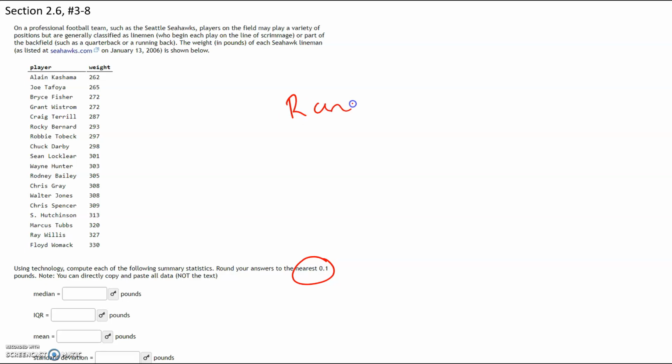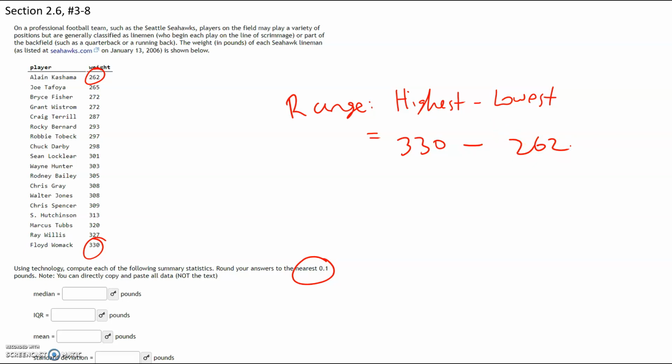The range we also have to do by hand. The range is just the highest observation minus the lowest observation. The highest value minus the lowest value. From here, I can see that my highest value is 330, and my lowest value is 262. So in order to find my range, I'm going to take 330 minus 262, and my range is going to be 68. The rest of these, we're going to be looking for using technology that I just showed you.